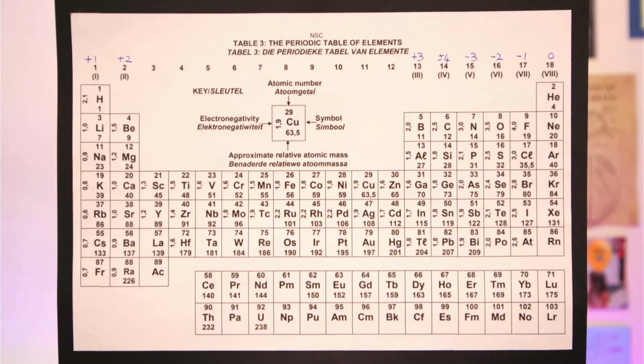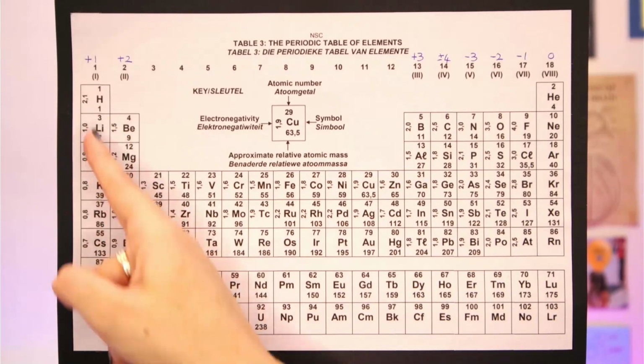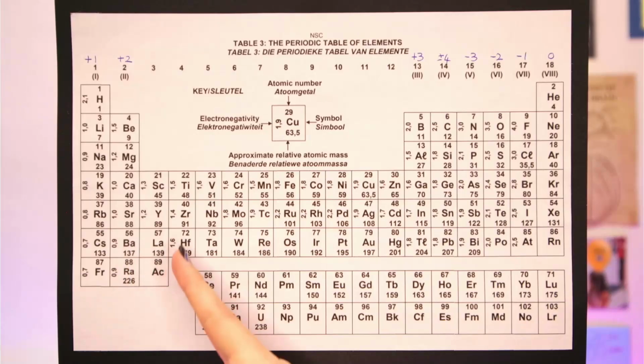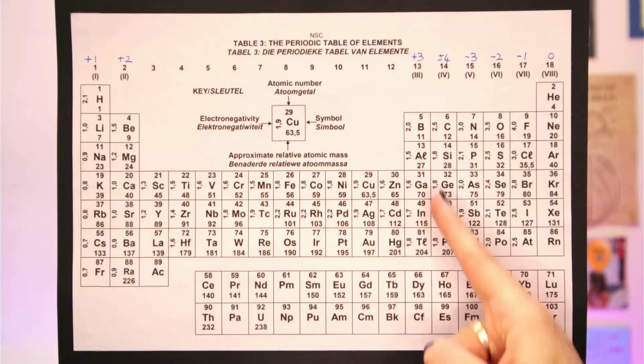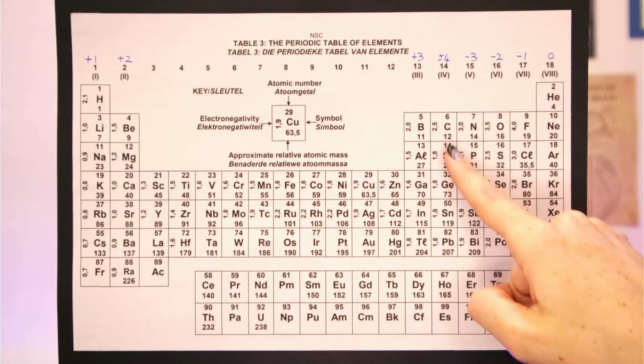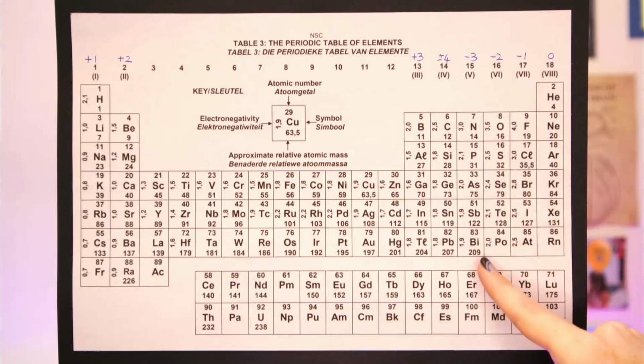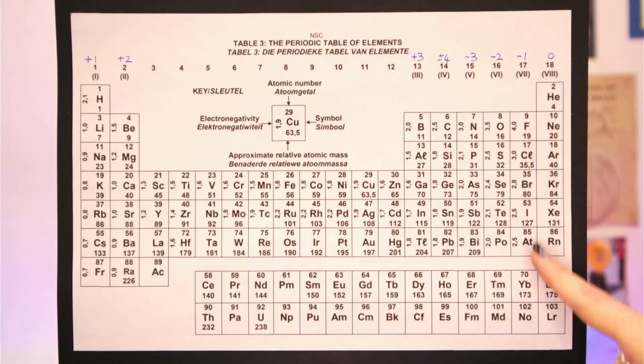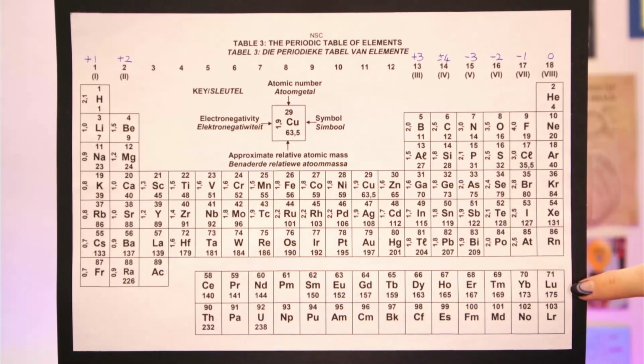So with that numbering, this is group 1 with hydrogen at the top. This is group 2, skip the transition metals. This is group 3 with boron at the top. This is group 4 with carbon. This is group 5. This is group 6, group 7. And finally, the 8th group, known as the noble gases, are shown over here.